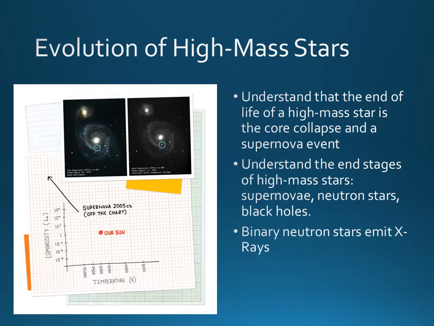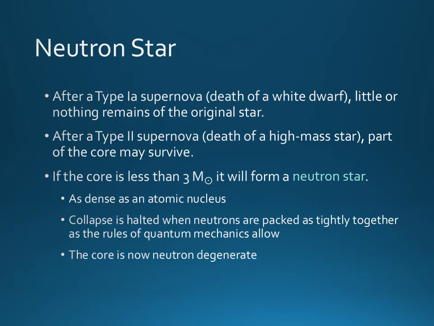Okay, now we will look at the remnants of the core collapse and resulting supernova, the end stages of neutron stars and black holes. After a Type 1a supernova, the death of a white dwarf, little or nothing remains of the original star. After a Type 2 supernova, the death of a high-mass star, part of the core may survive. If the core is less than about 3 solar masses, it will form a neutron star.